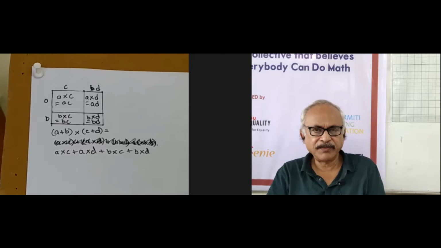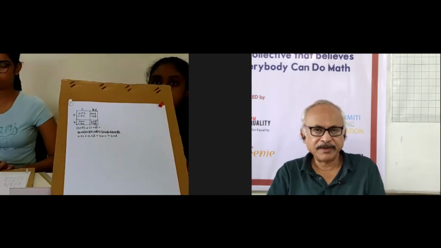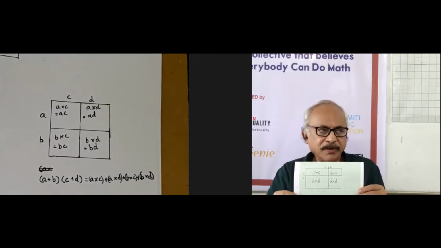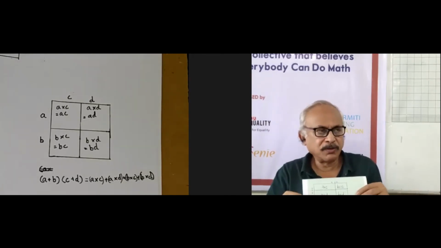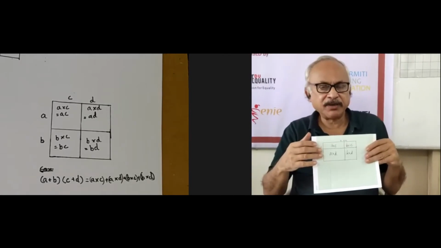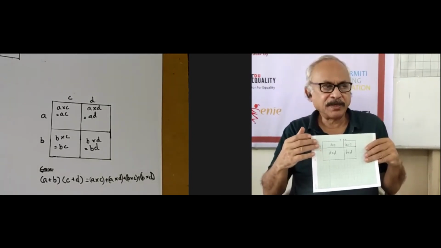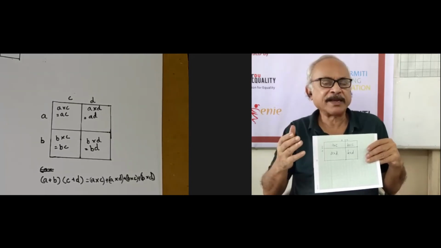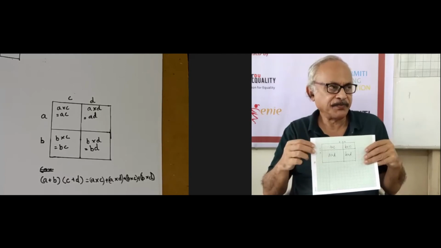A into C, A into D, B into C, and B into D. So now we know how to write the algebraic multiplication using rectangles and breaking up into rectangles. And we know how to write it without making rectangles just by using brackets.